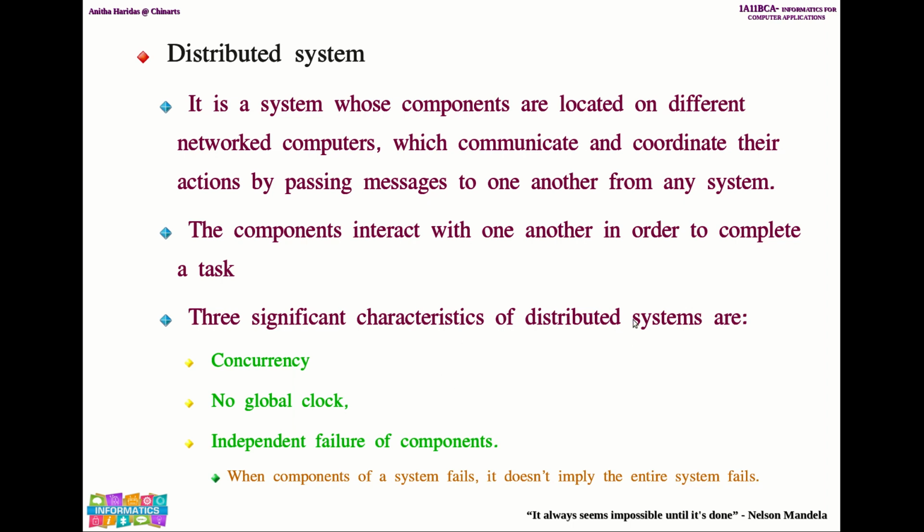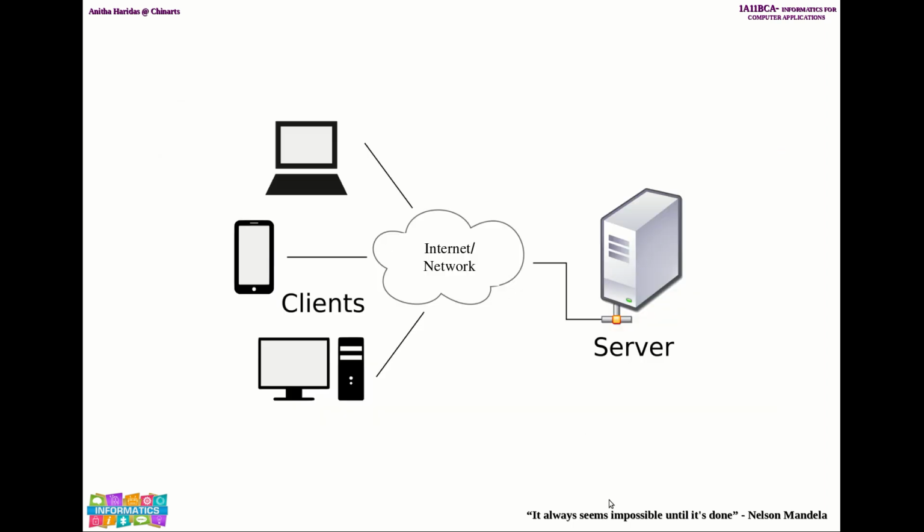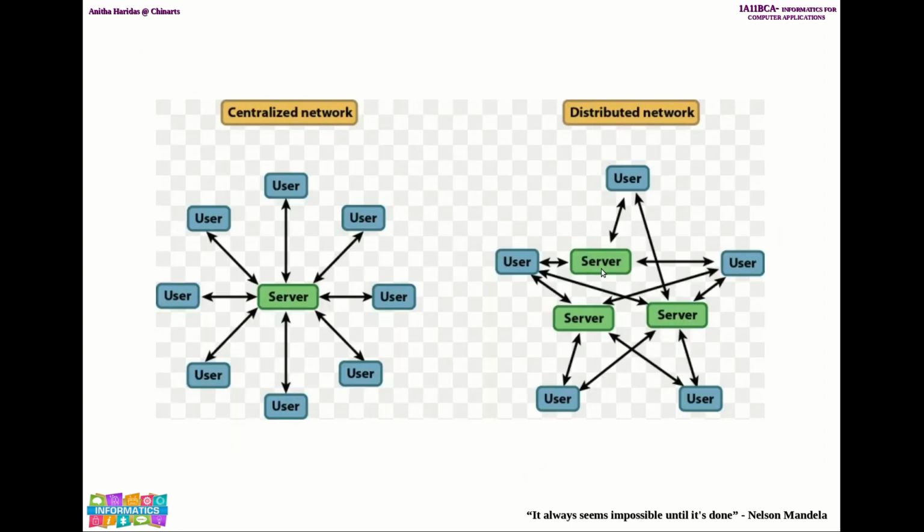So the characteristics of distributed systems are, obviously, concurrency, no global clock, and independent failure of components. These are the three characteristics of distributed systems. So when a component of a system fails, it does not imply the entire system fails. Even if this server fails, these two servers can respond. So that is the distributed system, where you have more than one server communicating with each other to complete a single task.